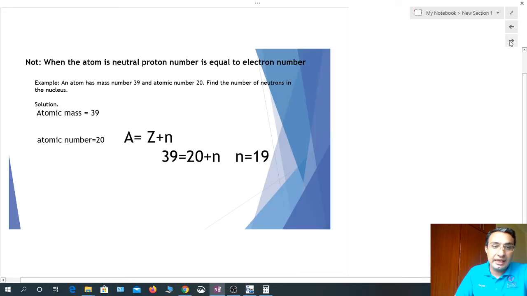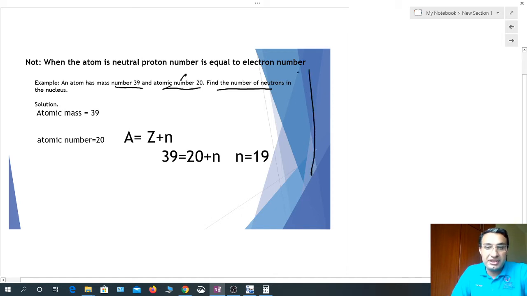Okay. Now here I have an example. In this example, an atom has mass number 39 and atomic number 20. Find the number of neutrons in the nucleus. According to the information given to us, suppose X is an element with atomic mass A equal to 39, and atomic number, P or capital Z, equal to 20. It means there are 20 positive charges. They are asking for the value of N, the number of neutrons.